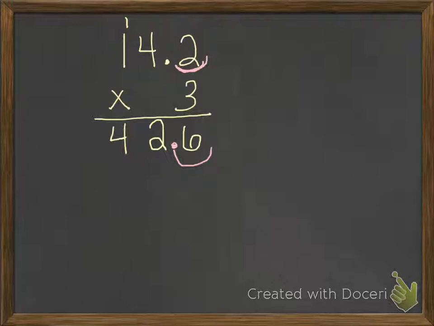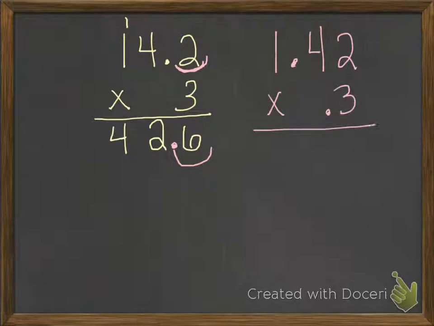I'm going to keep this problem on the page this time and show you a second problem. If I give you the problem 1.42, or that is stated 1 and 42/100ths, times 0.3, or 3/10. Notice again, we lined up everything to the right, and I'm just going to multiply, ignoring the decimals for a moment. 3 times 2 is 6.